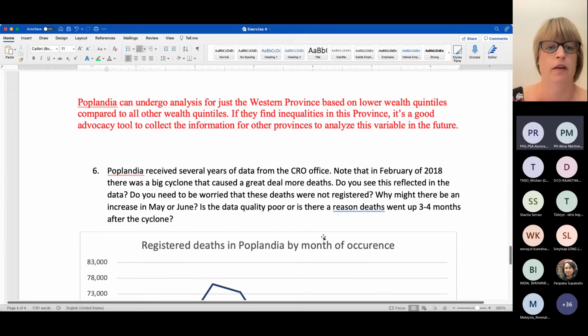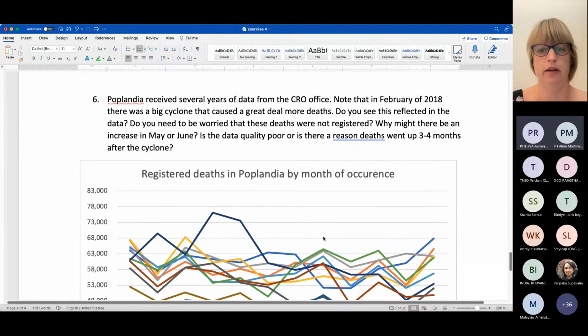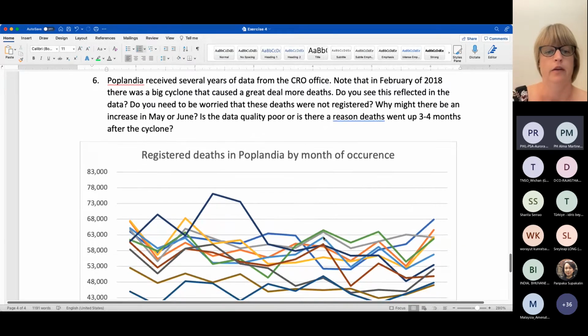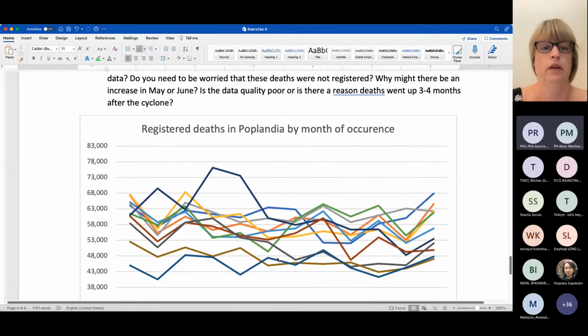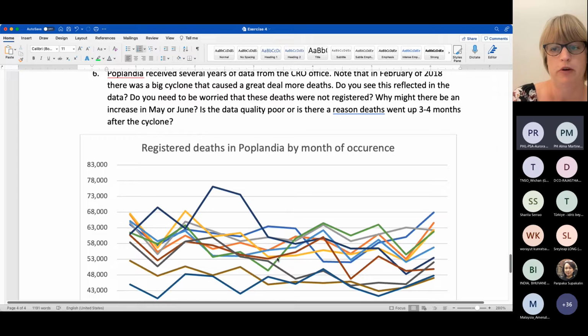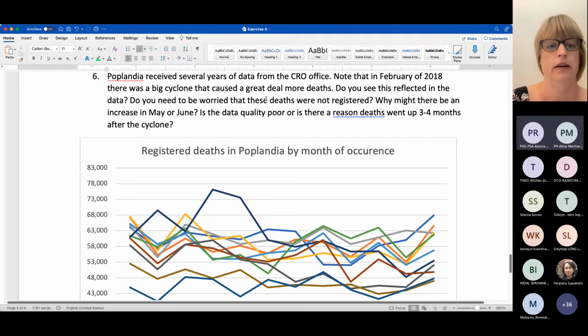So let's go on to our 6th and final question in this exercise. Again, a nice little graph here. And we saw this in the PowerPoint, so this should look fairly familiar. So let's say Poplandia received several years of data from the Civil Registry Office. But note that in February of 2018, there was a big cyclone that caused a great deal more deaths than usual. So the question is, do you see this reflected in the data? If you come down here, this 2018 is this kind of purple color here. So do you see these deaths from the cyclone in February of 2018 reflected in the data?